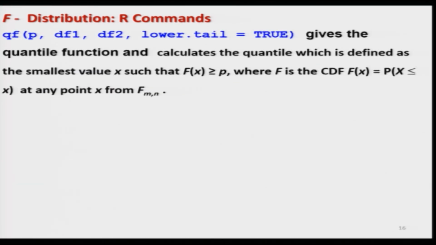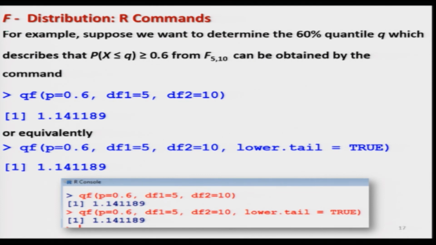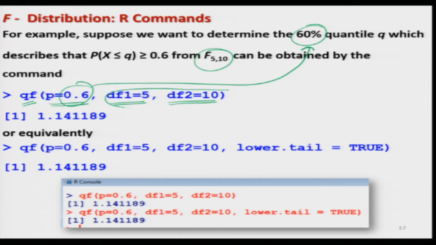In case you want to compute the quantiles in the F distribution, then the command here is qf. Suppose you want to compute the 60% quantile on the same distribution F. We have to write qf, then p equal to 0.6, then df1 equal to 5 and df2 equal to 10. This 0.6 is coming from this 60%, and df1 and df2 are coming from the degrees of freedom 5 and 10, and this value will come out to be 1.14. And if you use lower.tail equal to true, which is the default option, once again you will get the same value.